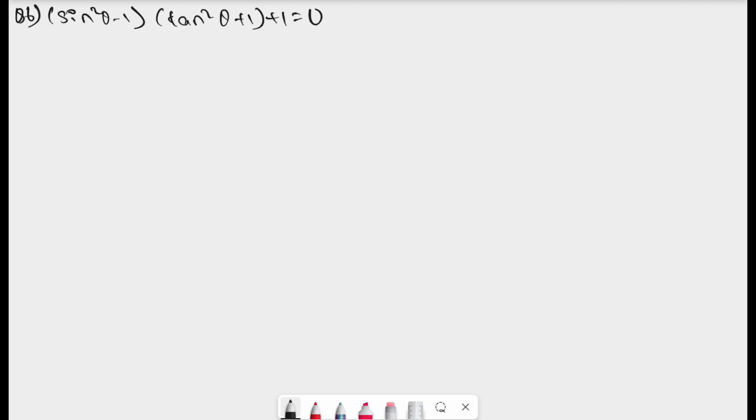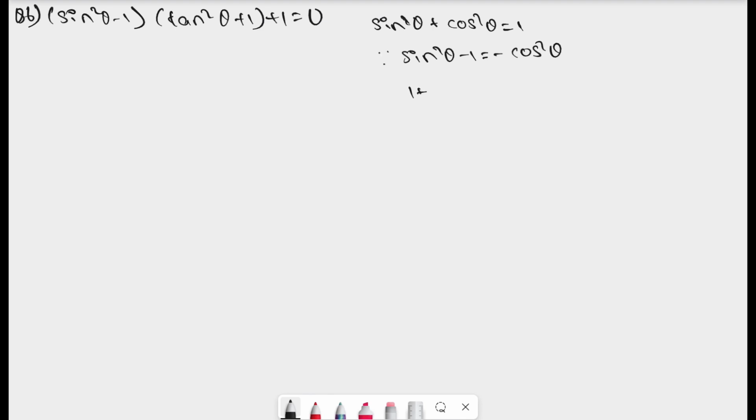Next we have our question number 6, which is (sin square theta minus 1). This theta is nothing but an angle. Instead of A, we can write this symbol, which is called theta. So (sin square theta minus 1) into (tan square theta plus 1), plus 1 is equal to 0. This is what we need to prove, and here we'll be using some identities. Clearly we have sin square theta plus cos square theta is equal to 1. From this we can write sin square theta minus 1 is equal to minus cos square theta. This is the first one we'll be using.